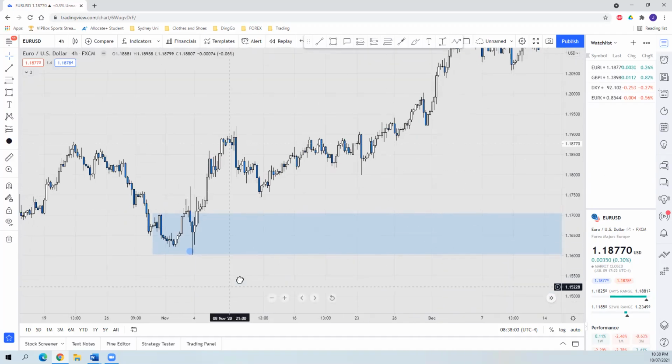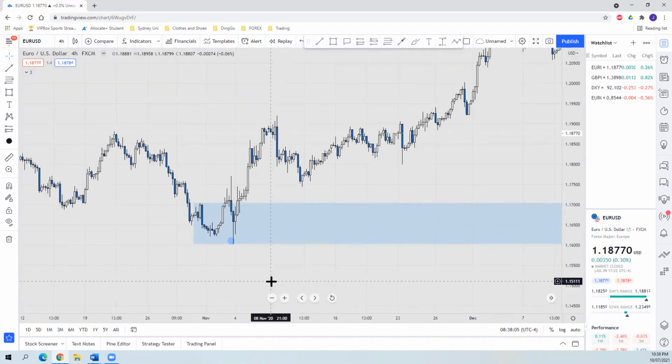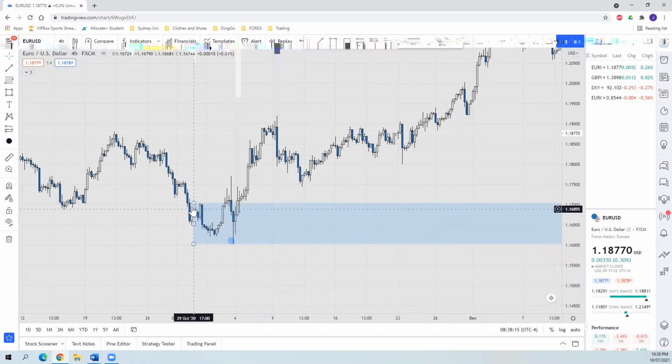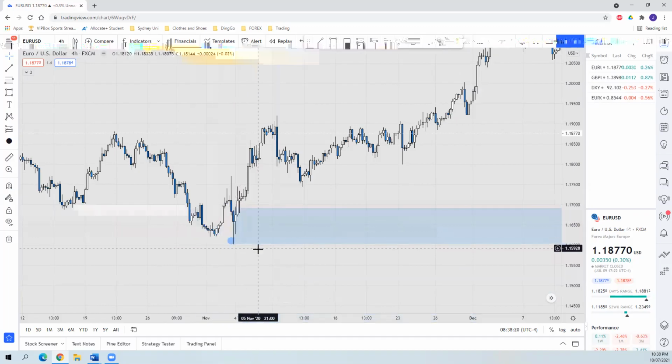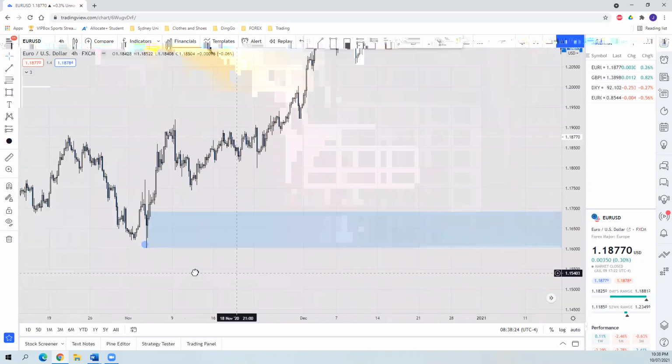Now, you see this candle? This is the candle that did the damage, right? It's the candle that took out liquidity. So we can refine it down to that. And now zoom out a bit and see if price really mitigated it.